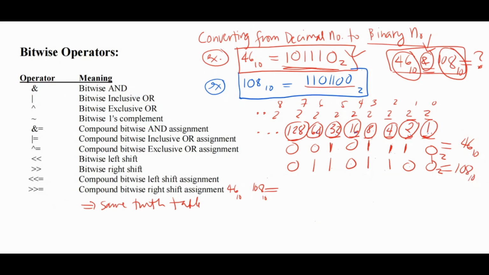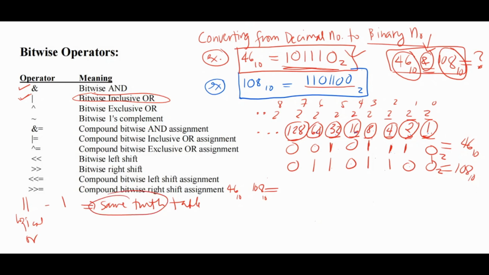Okay, this time let's perform the bitwise inclusive OR. The truth table of this bitwise inclusive OR is the same as the logical OR. Remember, the logical OR is double vertical symbols, and the bitwise inclusive OR is just one vertical symbol. So this has the same truth table.